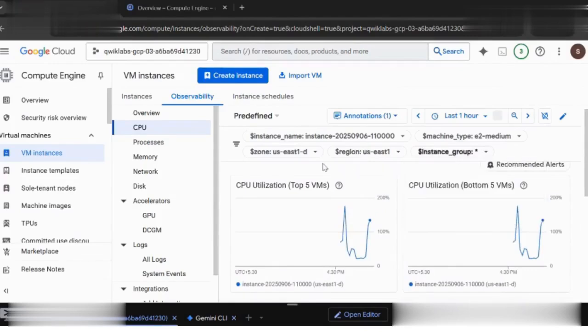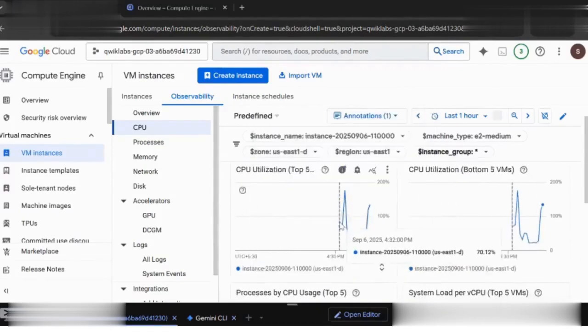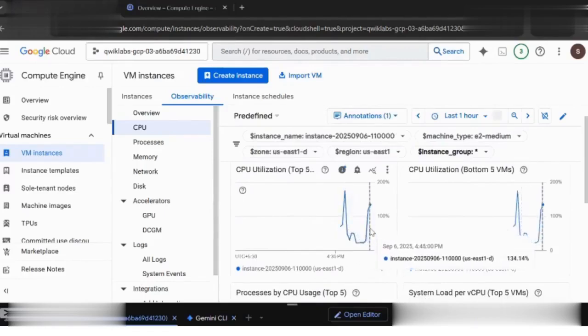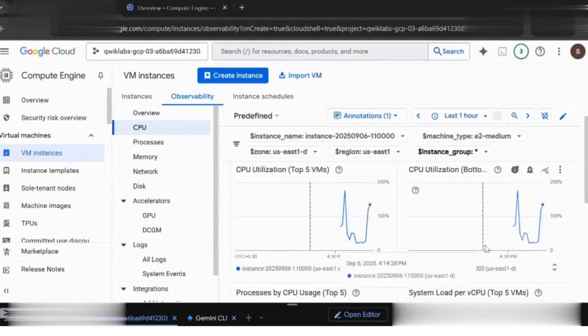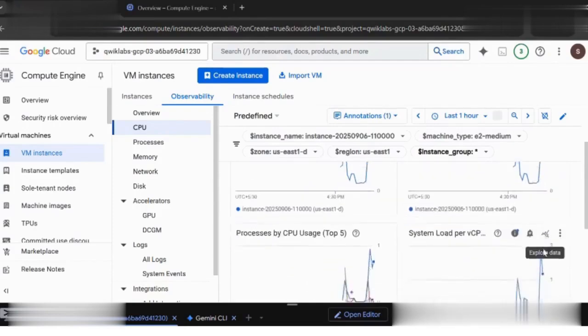The vertical axis represents CPU utilization percentage, which can exceed 100% because multiple vCPUs are counted together. The horizontal axis shows time, here from around 4:30 to 4:41 p.m. Notice the spike above 150%, indicating a period of heavy load. It then drops close to zero, showing the workload paused or completed, and rises again towards 100% as new tasks start.